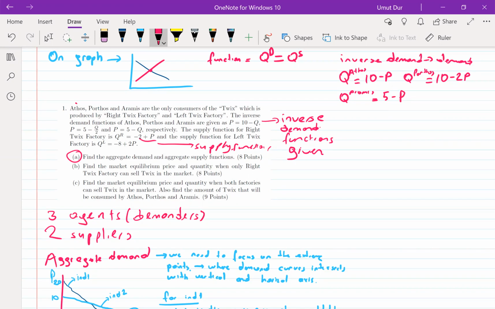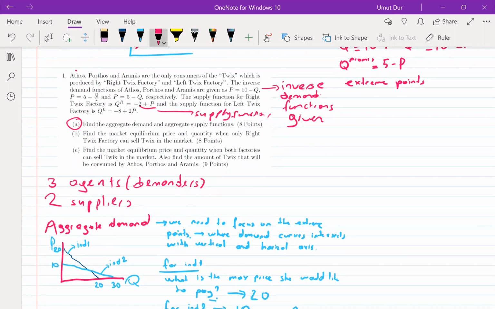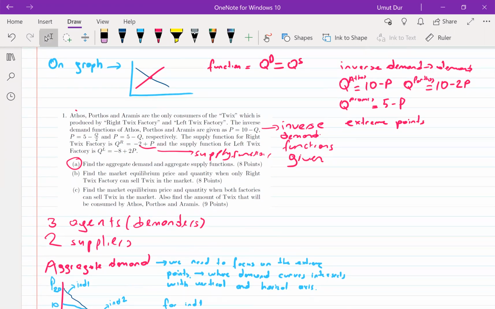You're welcome. Then I need to find the extreme points. Basically, I will look at the points where those demand curves intersect with the vertical axis. The extreme points are the ones where they have no demand, at what price level they will have no demand. Okay, so let me try to draw them.